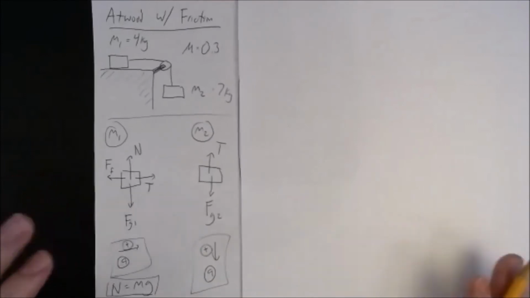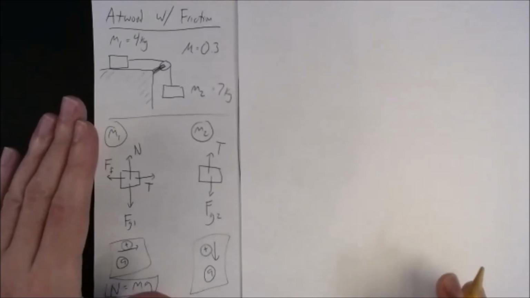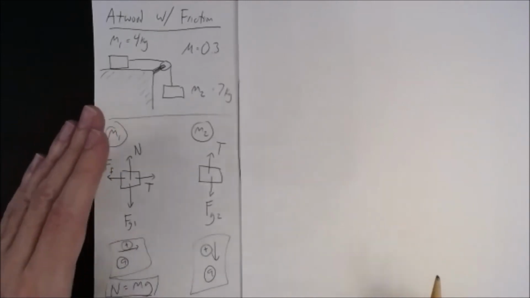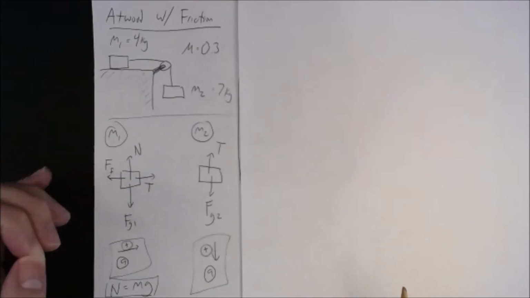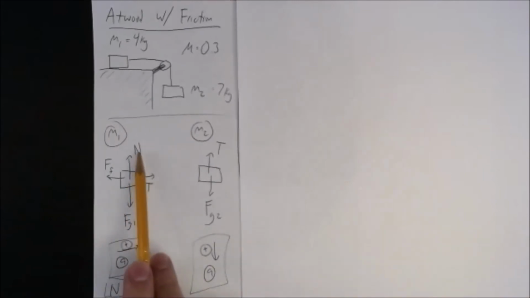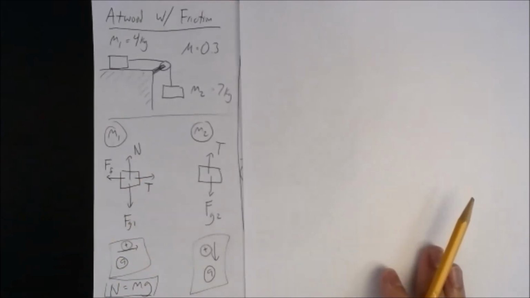So if that's still bothering you, I very, very strongly recommend that you go to the book and look at the Atwood machine examples. There's several Atwood machine examples in the book, which also explain that principle and how you can do that. I can see here that the normal is still equal to mg, and so I'll write that down there because there's no extra forces going up or down.